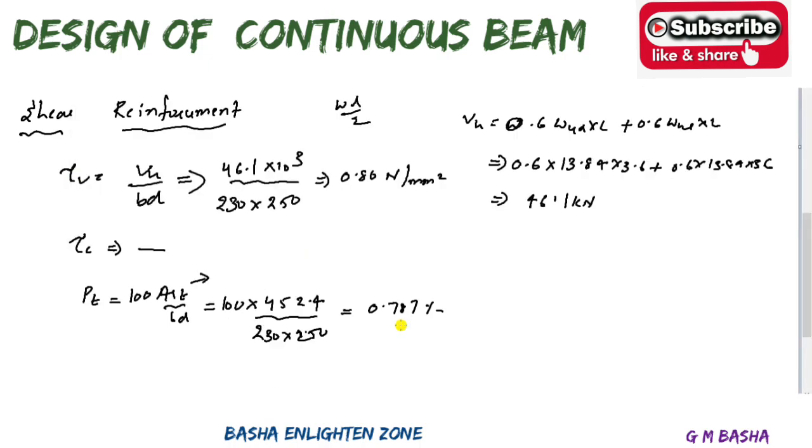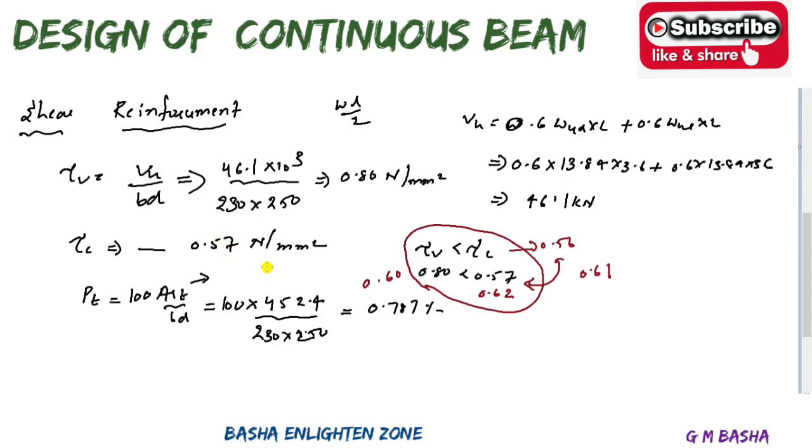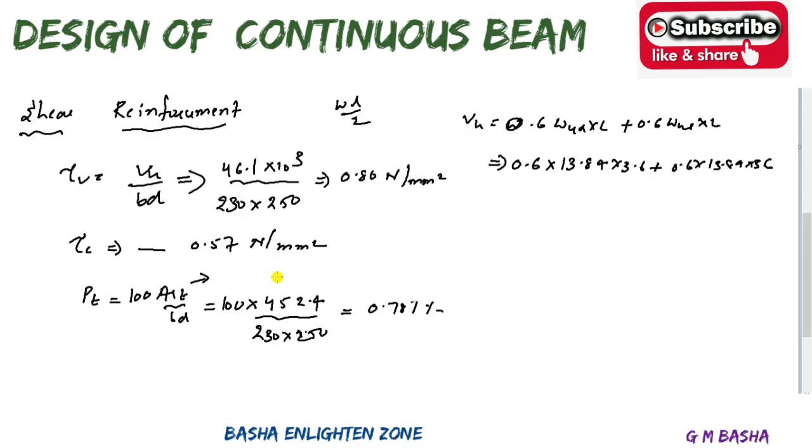So I will take the value of 0.57. Why? Because already I showed you how to calculate this model. Maybe approximately you will get some other value 0.58 also, no problem. But don't take direct value. You can interpolate this one once. See here, tau v greater than tau c, that is 0.80 to 0.57.